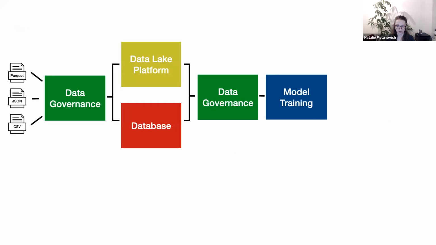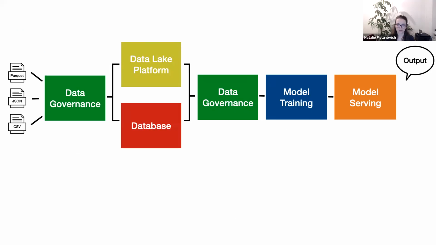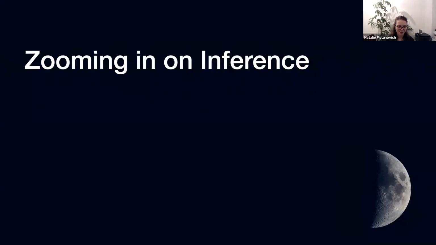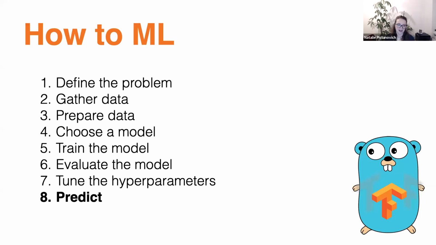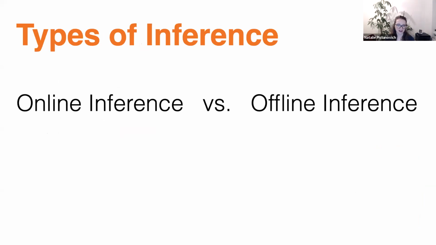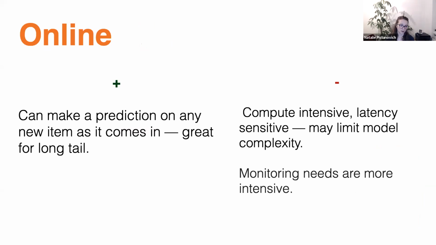So this is the model part, the training, and then there's model serving. And we're going to zoom in on that a little bit as well. And this puts us at this stage of how to ML. And you can also break this down into roughly two parts, the one that's being done online and the one that's being done offline. Online, the biggest benefit is, again, the more you have real-time information, the better your predictions are.